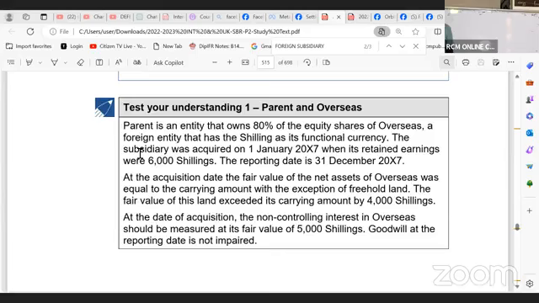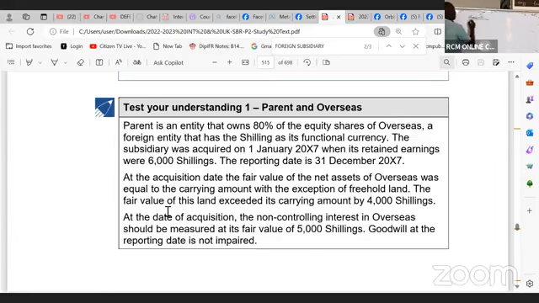At the acquisition date, the fair value of the net assets of overseas was equal to the carrying amount with the exception of freehold land. The fair value of this land exceeded its carrying amount by 4,000 shillings. At the date of acquisition, the non-controlling interest in overseas should be measured at its fair value of 5,000 shillings. Goodwill at reporting date is not impaired. So they want me to give them goodwill.